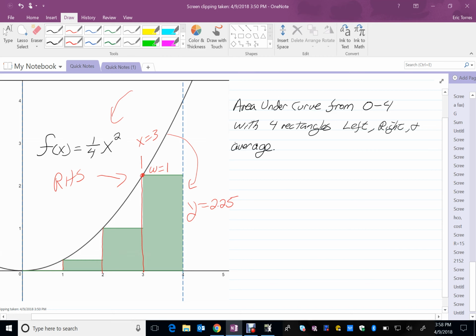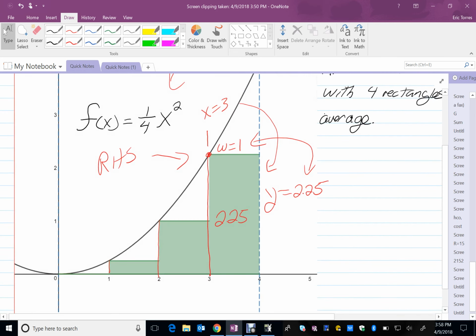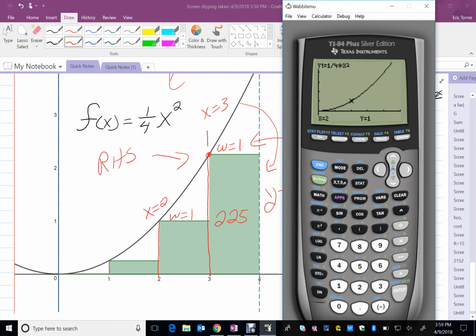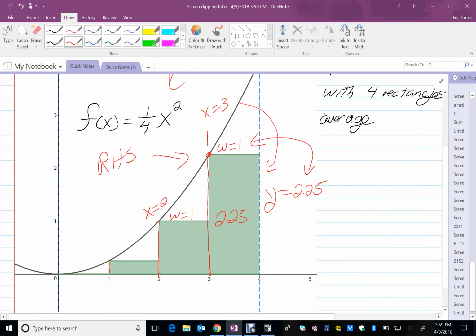To get the area, I'm going to have to multiply the width times the height. So 1 times 2.25. This one rectangle has an area of 2.25. And I'm going to do that with each rectangle. So again, when x is 2, I can find the y value, and again the width is still 1. I just need to find the y value to multiply it by 1. So when x is 2, I've got a y value of 1. So my width is 1, my height is 1, my area is 1.